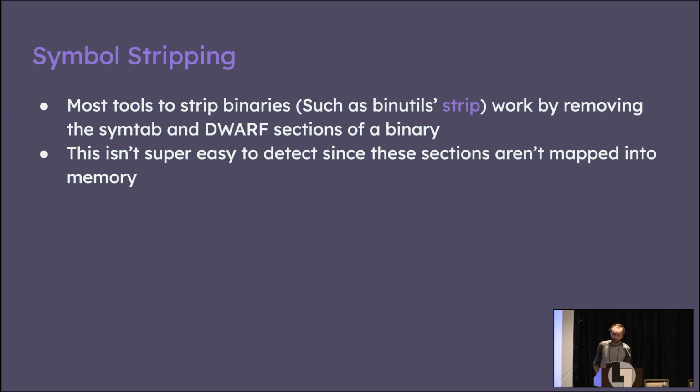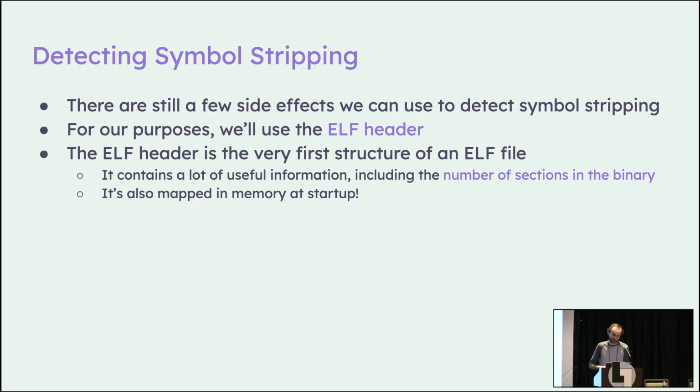So we want to look for something we can key off of in order to determine that our binary has been stripped dynamically. We could do something like read our own file, but that feels a little flaky to me. I'd rather do it in memory based on some other metric. There are probably a few ways you could do this, but the way I went about doing this was to use the ELF header. The ELF header is basically the first structure of an ELF file. It's literally the first few bytes of the file, and it defines a whole bunch of stuff about that binary, including the number of sections that make up that binary. And conveniently, it's mapped in memory at startup.